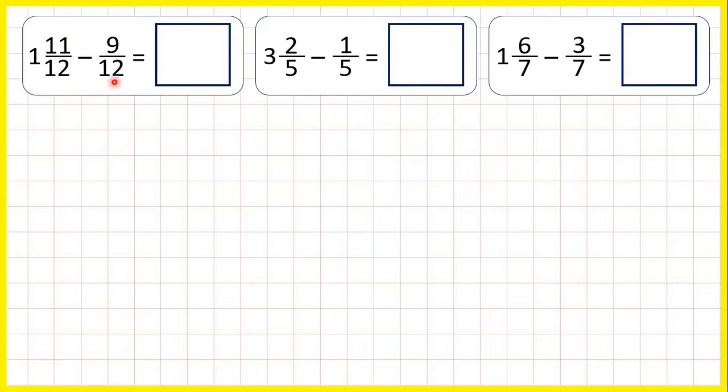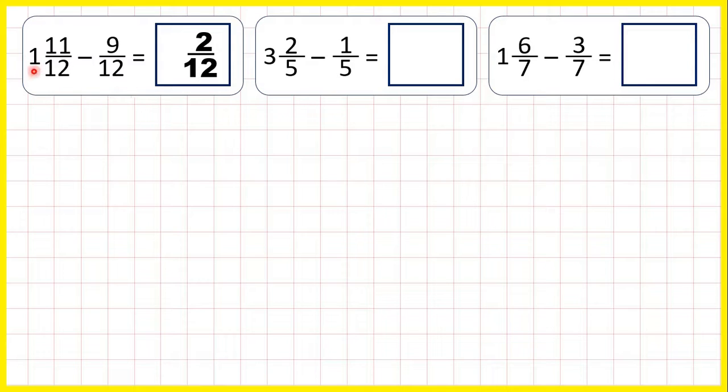Now we're subtracting a fraction from a mixed number. So if we look at the fraction part of the mixed number first, we have 11 twelfths minus 9 twelfths. Remember, when we're subtracting fractions, the denominator stays the same in our answer. And now for our numerator, 11 minus 9 is 2.